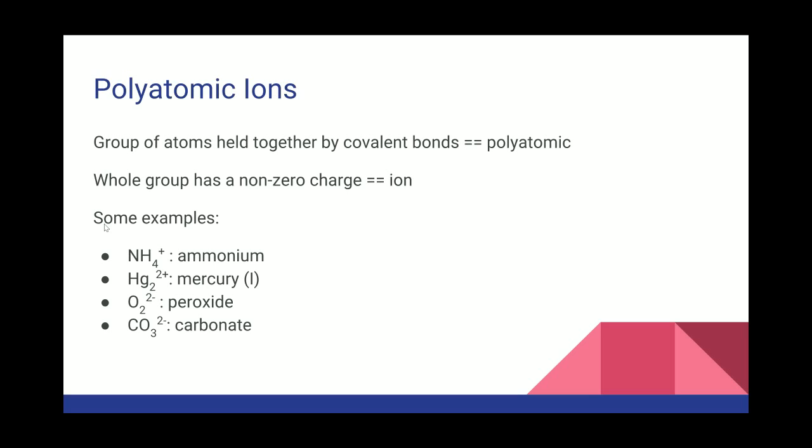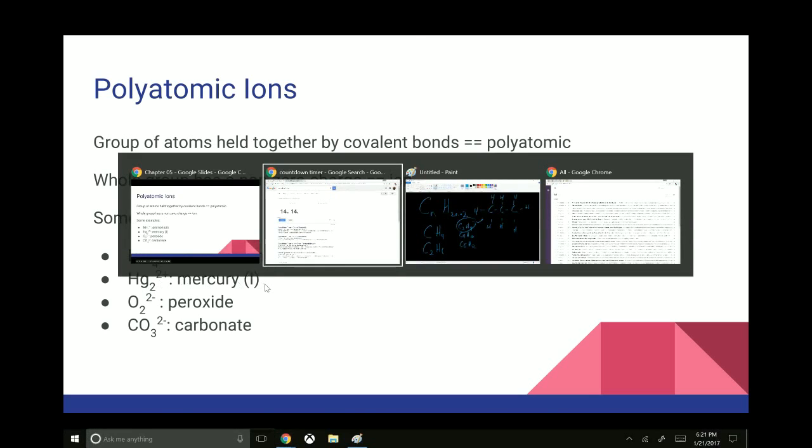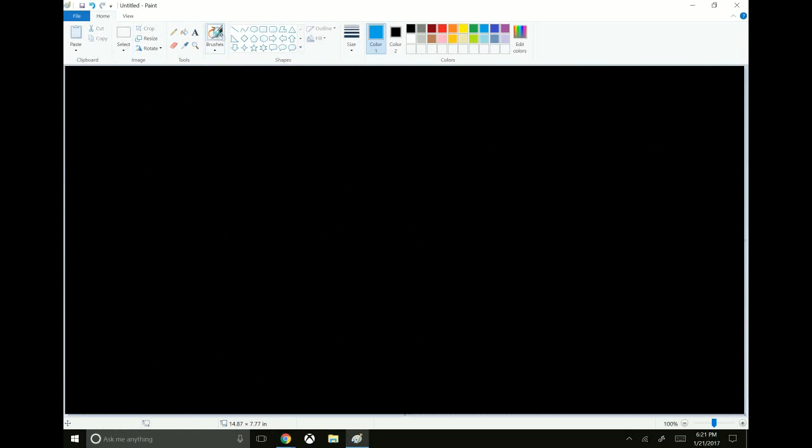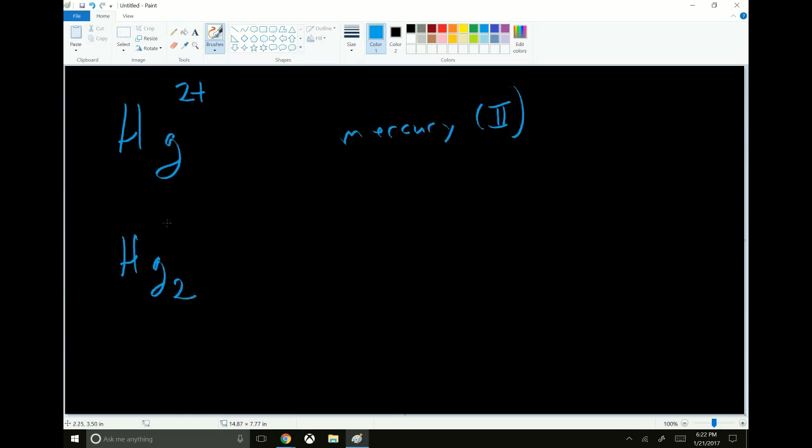So some examples: ammonium is NH4+. Remember, ammonia is NH3. Hg2 2+ is mercury(I). So this would be mercury(II). Mercury all by itself, taking a 2+ charge, is mercury(II). When you have two mercuries bound together with a 2+ charge, each one would have a 1+ charge, so it's mercury(I). Okay.